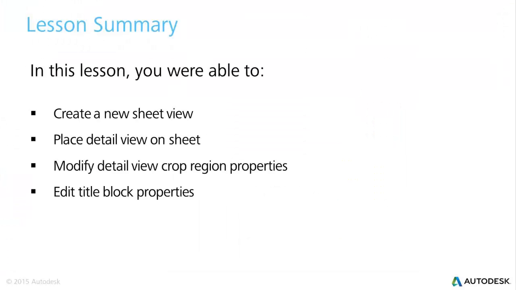Let's review the learning objectives for video 5. First, we created a new sheet view, loading in the A landscape title block that we created in an earlier lesson. Then we modified the detail view crop region properties to tighten up the detail view. Next, we modified the title block properties the way we wanted them to appear. And then last, we placed the detail view on the sheet.